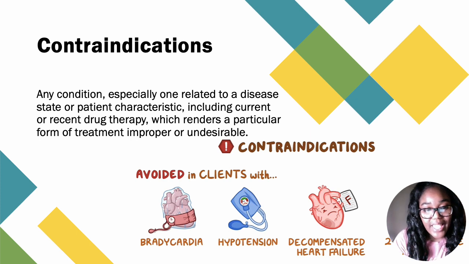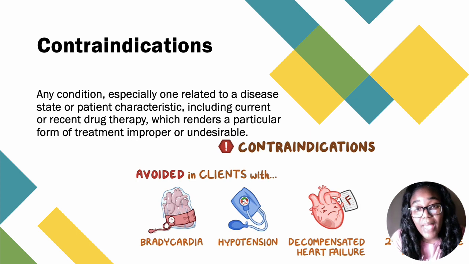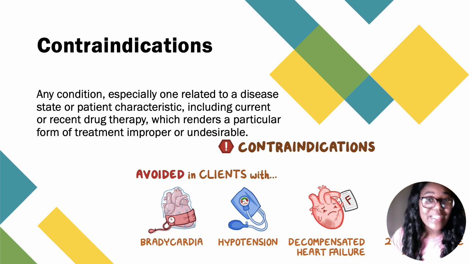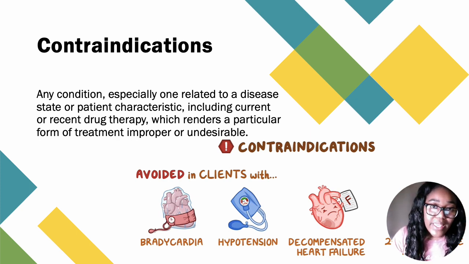Next, we have our contraindications, and this is any condition, especially those that are related to disease processes or pathophysiology, that makes drug therapy improper or undesirable. So, what that means is that we don't give certain medications to individuals that have certain conditions. For example, we've been talking about beta blockers all this lecture, so let's go with that. With beta blockers, we don't normally give a beta blocker to an individual that has a heart rate that's less than 60 unless the provider orders a specific parameter, and they may allow us to give it if the individual's heart rate is at 55 at certain doses.